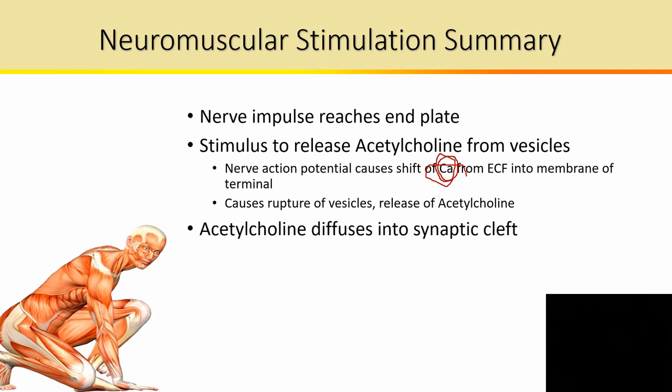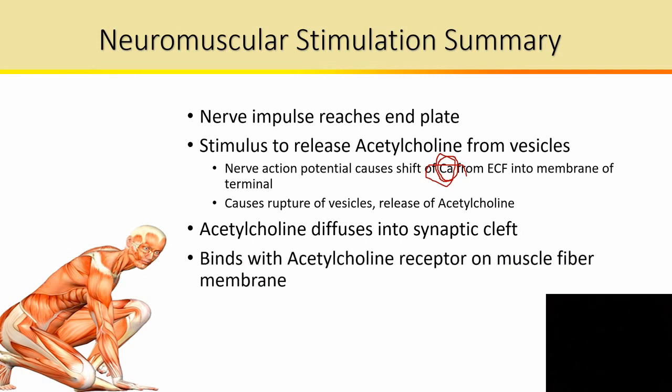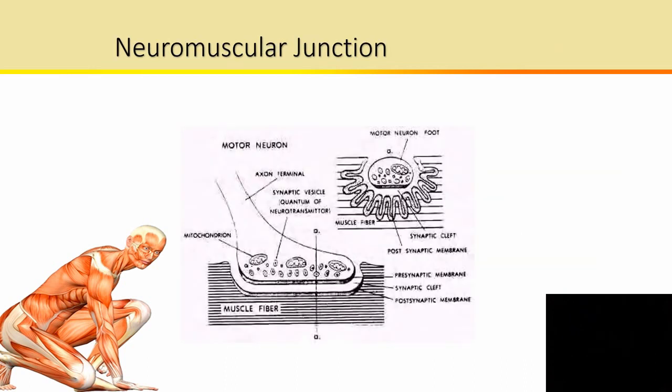Okay, acetylcholine then diffuses, like I mentioned, across the synaptic cleft. At that point, it binds the acetylcholine receptors on the muscle fiber membrane, which we talked about, and that's the stimulus for contraction. The muscle fiber then contracts, and that's how we get a muscle contraction. Well, sort of. There's more about that that's going to come up. Let me just show this again.